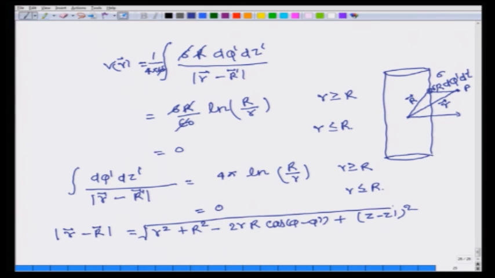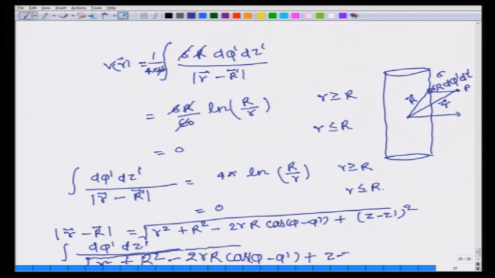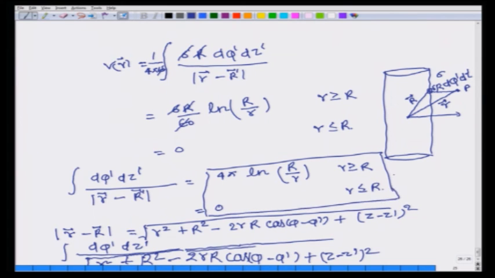So, if I put the value of mod of vector r minus vector capital R, that is d phi prime dz prime over r square plus capital R square minus 2r capital R cos (phi minus phi prime) plus (z minus z prime) whole square. So, this is nothing but the integral which we have to calculate. So, this is the answer for problem number 3. In the assignment there was a factor of 2 pi that was not there. So, that is just a typing error.